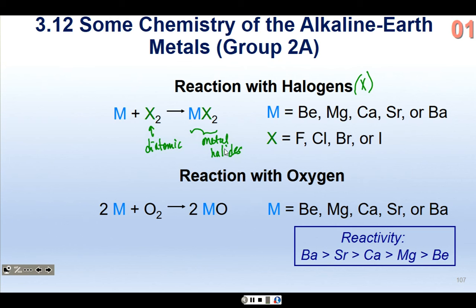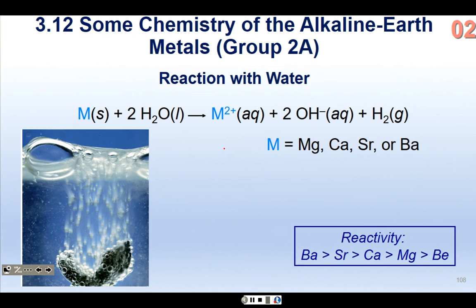And the interesting piece again is the reactivity order. For the group 2 elements, analogous to what we described for group 1 elements, the reactivity gets smaller as you go to the top of the column. The most reactive ones are going to be the ones at the bottom. Barium and strontium will be more reactive than magnesium or beryllium. Good patterns to know.